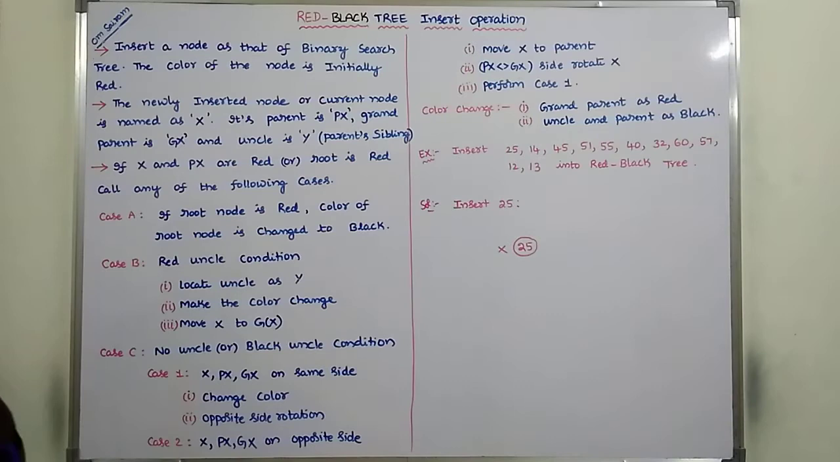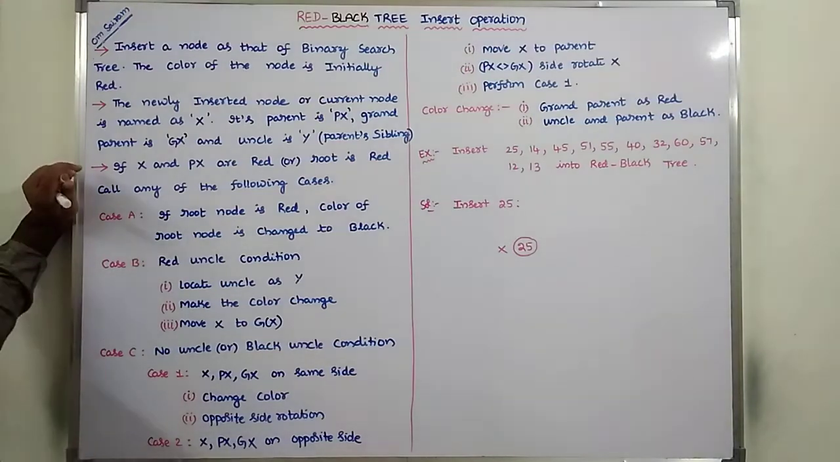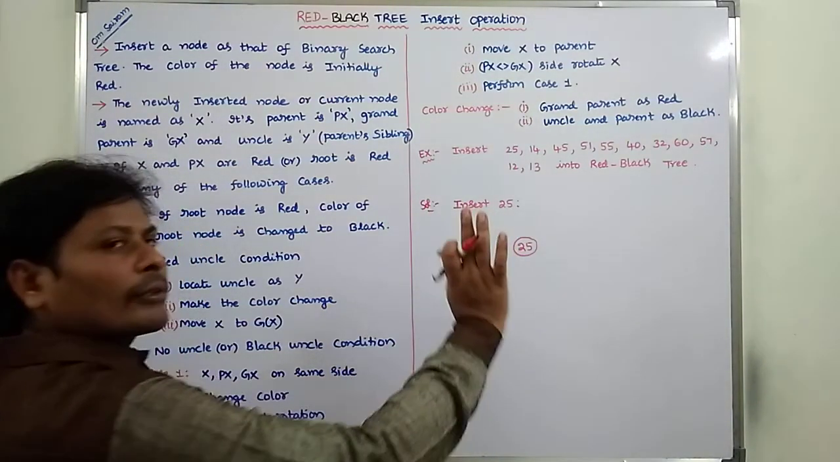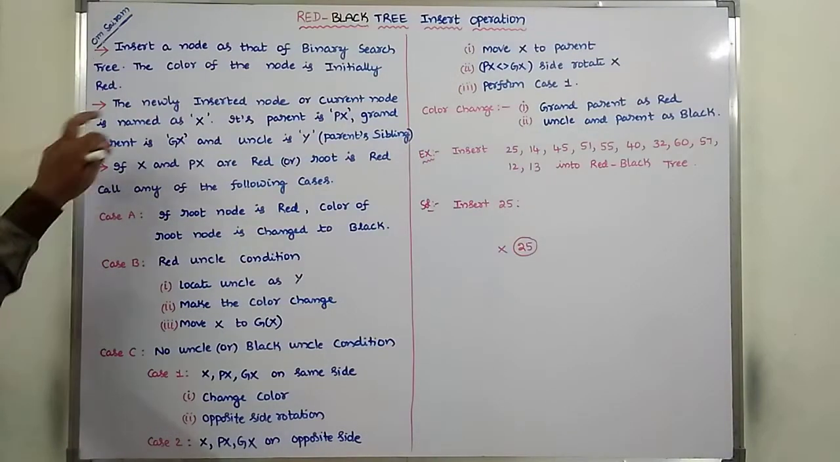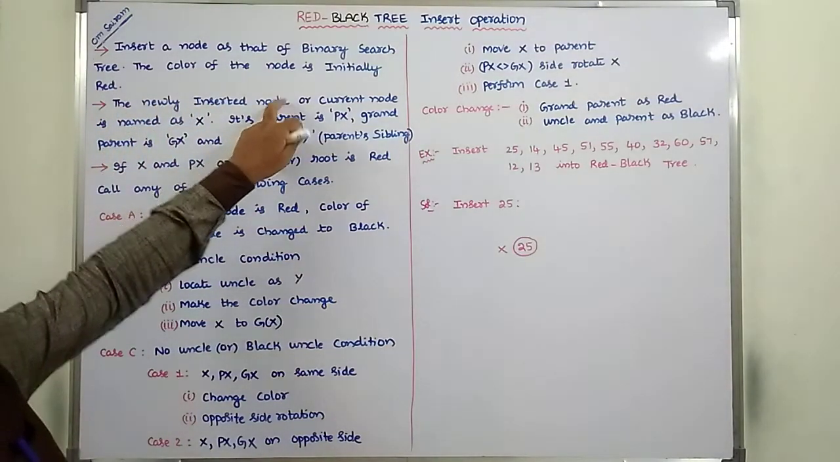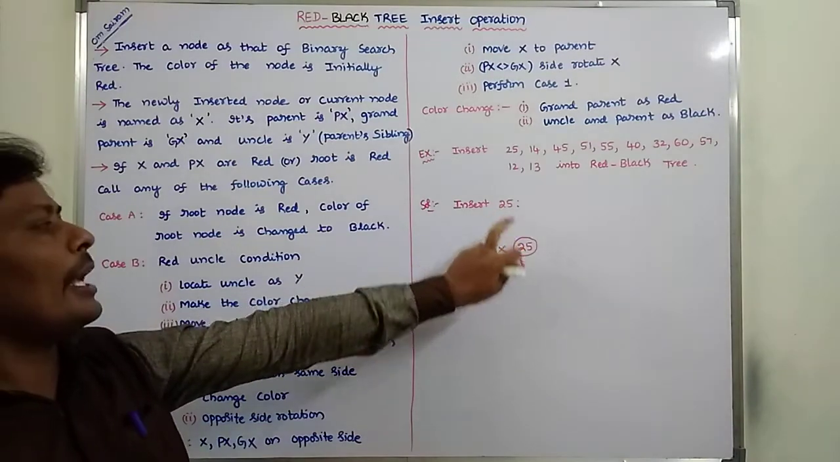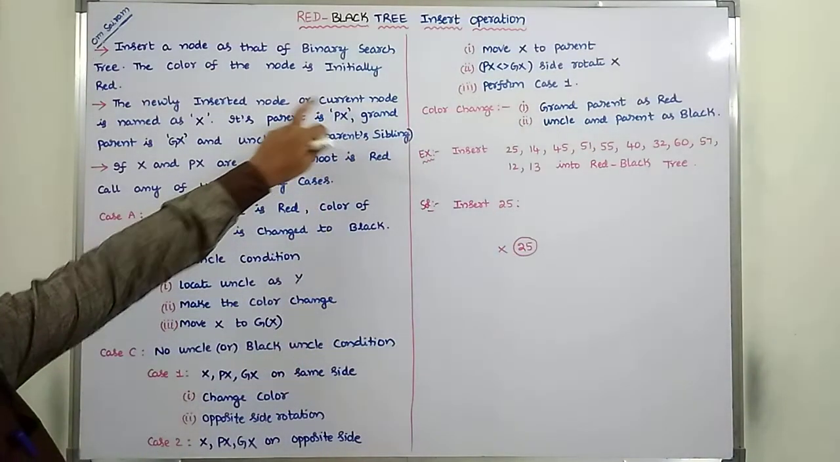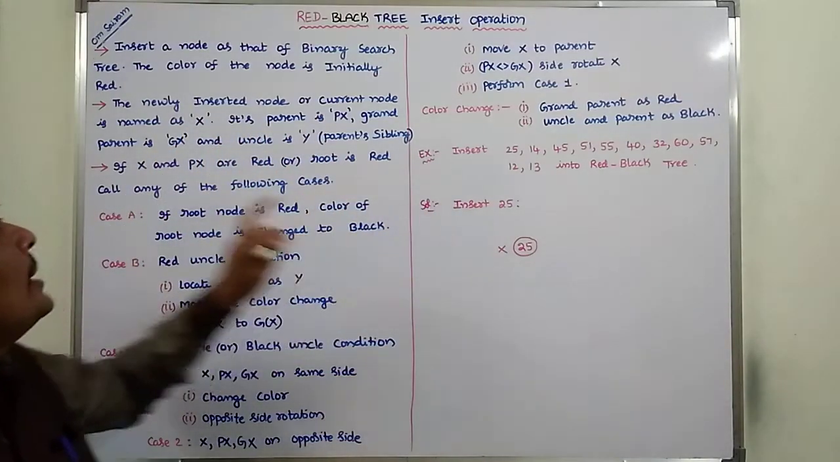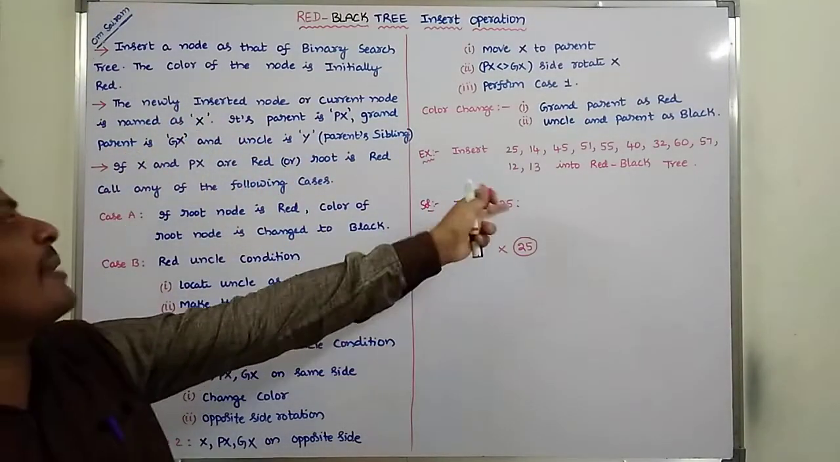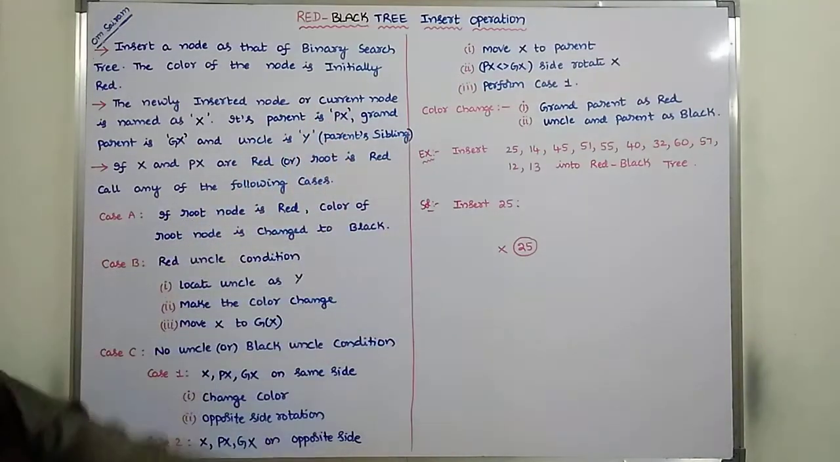Next, now we go for the condition: is this a red black tree or not? Here we check the condition. The newly inserted node is 25, which is denoted as X. It does not have a parent, it does not have a grandparent, and it does not have an uncle.